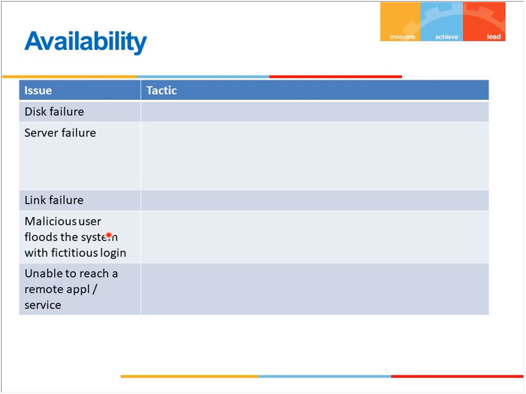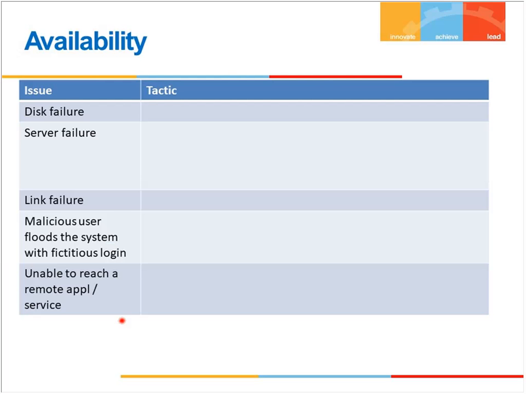So what can we do for this? Any thoughts? If we have a malicious user who floods the system with fictitious logins, you can have a CAPTCHA, firewall implementation, block the IP, strong authentication, increase IPs. So both prevention and, even if it happens, taking care of it. Whitelisting, continuous monitoring, very good. All right, so those are good answers.